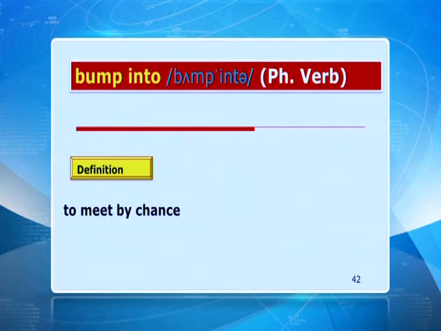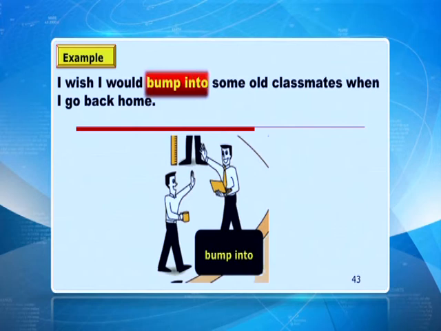Let's have a look at this phrasal verb, bump into. Bump into means to meet by chance. Let's have an example. I wish I would bump into some old classmates when I go back home. So bump into means to meet by chance.